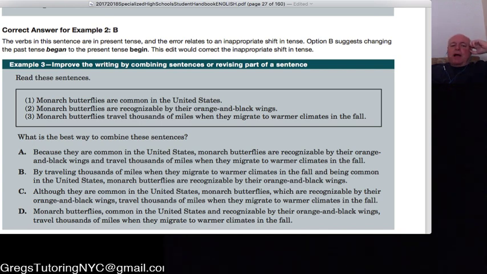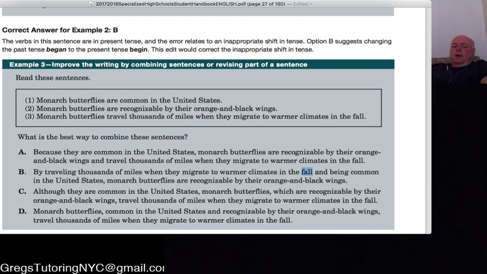B says, by traveling thousands of miles when they migrate to warmer climates in the fall and being common in the United States, monarch butterflies are recognizable by their orange and black wings. Certainly B is better than A. To me, it just reads awkward. And I don't like the "by" thing. So again, we can take that phrase, and by the way, the phrase goes up to the comma, and that's the problem. And I said before, in some cases, you can flip the phrase and put it afterwards. So if we did monarch butterflies are recognizable by their orange or black wings by traveling thousands of miles when they migrate, it's just like, no, that ain't it, bro. Even if we add a comma right here after the word fall, it's still not combining it properly. So, yep, it's asking for the best way. So far, B is definitely better than A, but to be honest with it, they both suck.